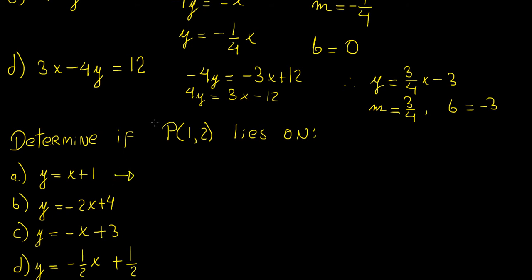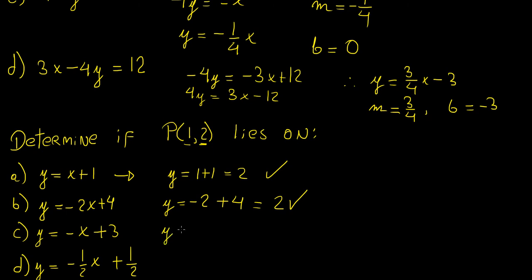The quickest way to check if a point lies on a particular straight line, or any function or any curve, is just to plug in the values and see if you get the same. In this case, this corresponds to the y coordinate. So if we plug a value of 1 into x, we should get y equals 2. If we put 1 into x, we get 2. Therefore, it lies on that line. For this one, we have minus 2 times 1, which is minus 2, plus 4, which is equal to 2, so it does lie on that line as well.